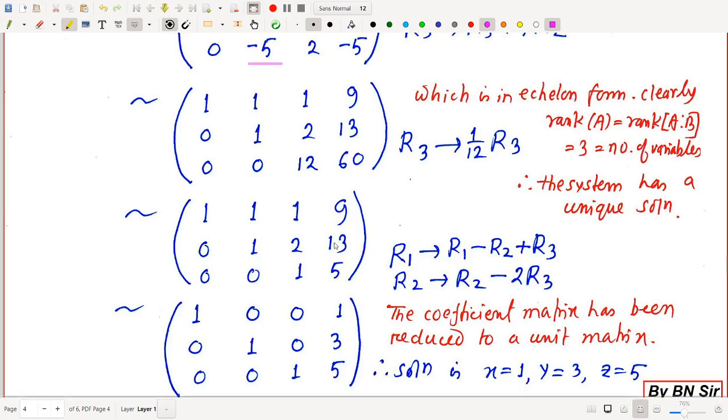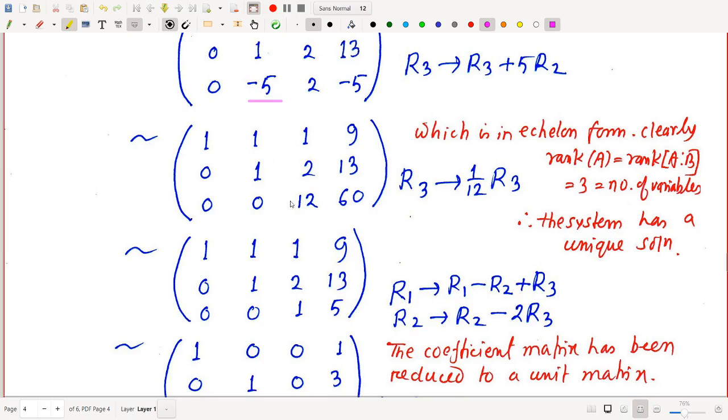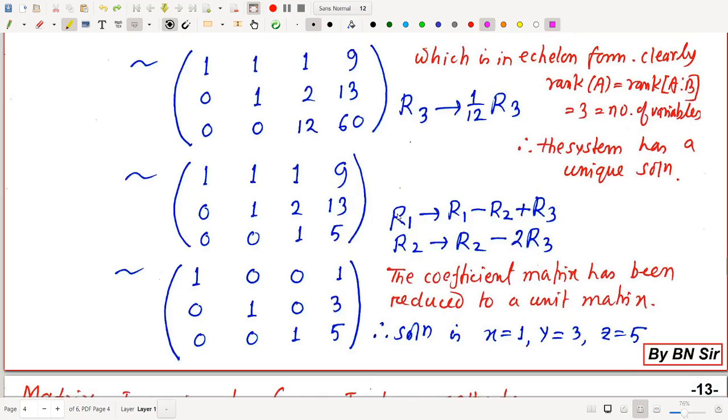Now here is a comment. This matrix is in echelon form, and clearly rank A is 3, rank of the echelon form B is also 3, equal to the number of variables. Therefore the system has a unique solution. So you can find that unique solution here. After this operation it becomes 1.